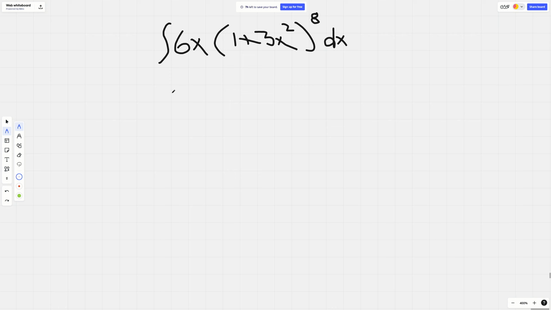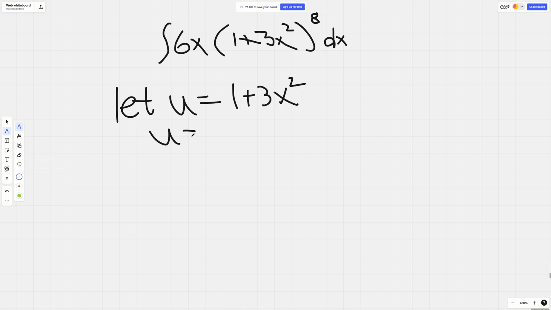Basically, we want to pick a u so that its derivative du would actually appear in the integral. This is kind of the guessing part of U-substitution. We have to choose whether we want 6x or 1 + 3x² to be our u. In this case, I'm going to let 1 + 3x² be my u. So I'm going to let u equal 1 + 3x².